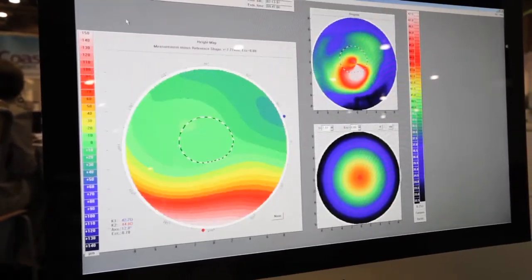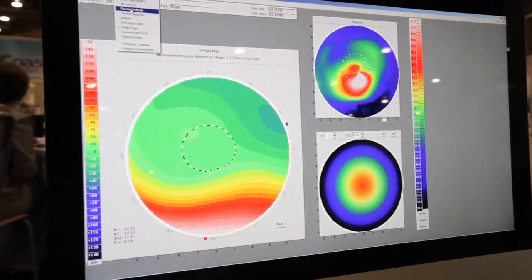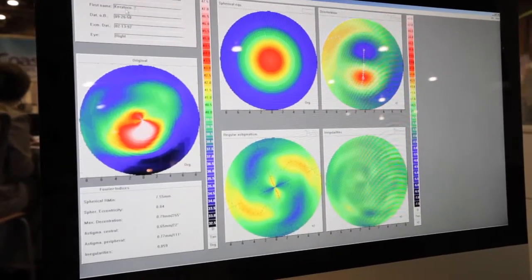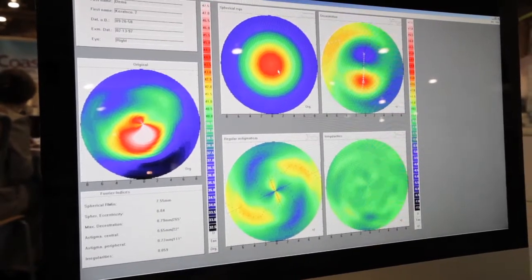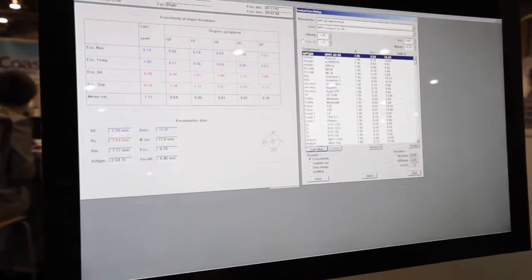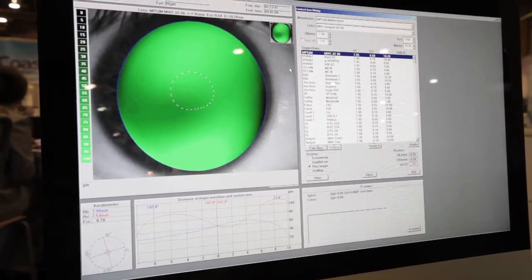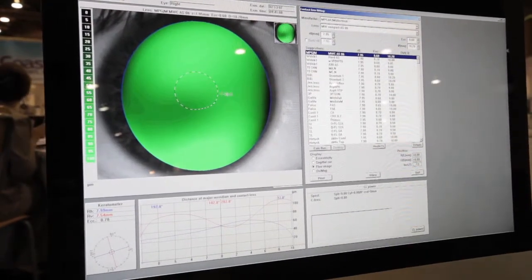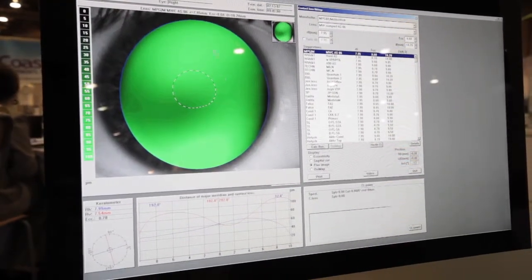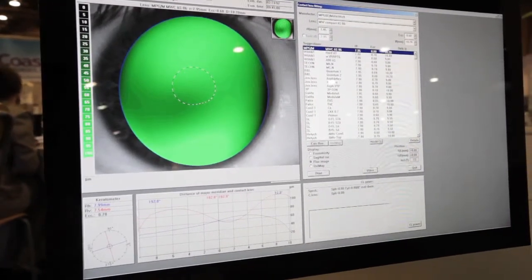We also have a height map, the Fourier analysis that also can help detect the irregularities on the surface of the cornea, and the contact lens fitting. So the doctor can do a simulation of one of the contact lenses in the database and see how the contact lens is fitting on the surface of the cornea even before actually trying it on the patient.